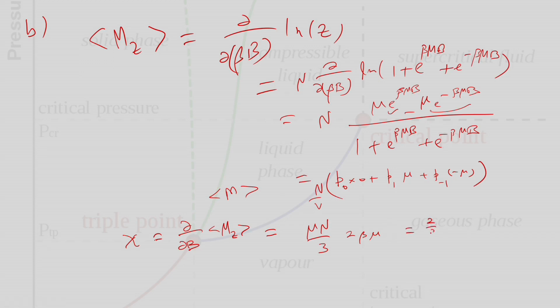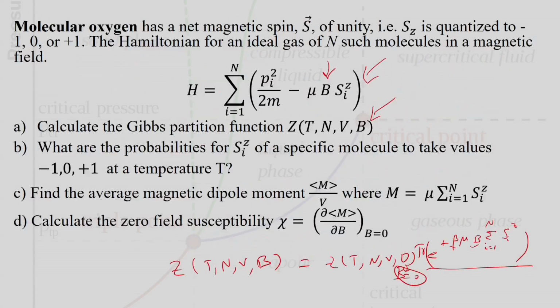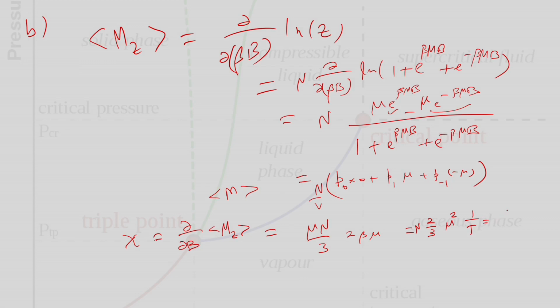So, it is n times 2/3 mu squared times 1 by t. Beta is 1 by t. So, this is basically Curie law. So, it is c by t. So the Curie constant is n times 2/3 mu squared. So, the 0 field susceptibility is inversely related to temperature. Okay, I am going to stop here, and we will discuss the other problems next time.